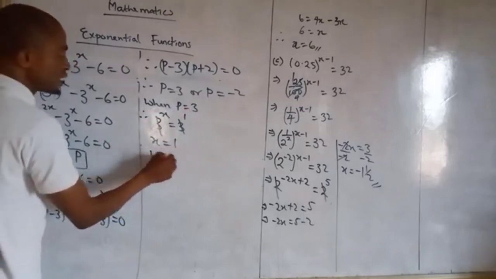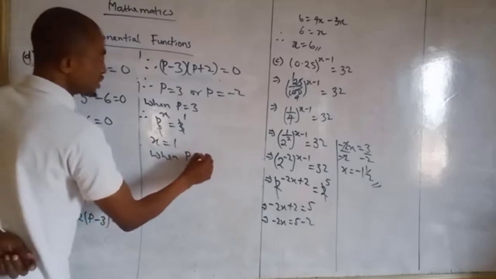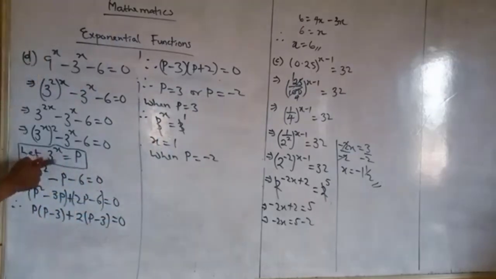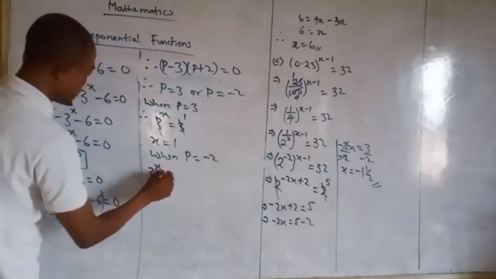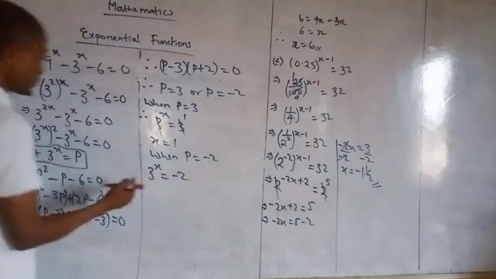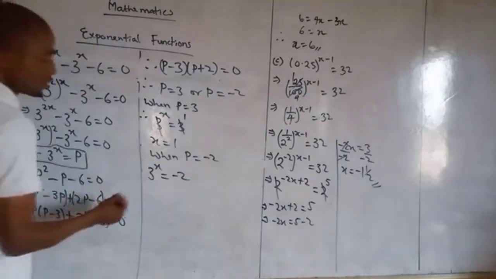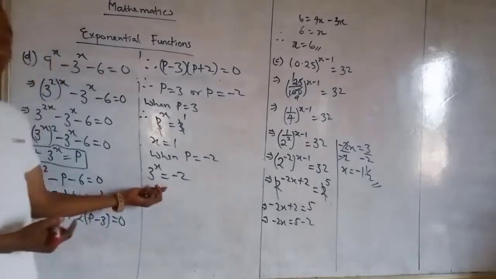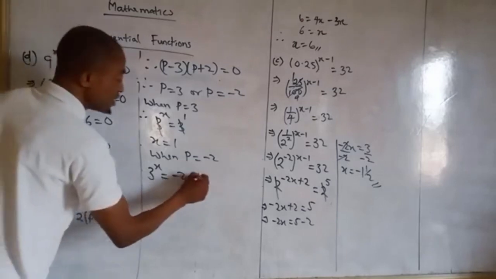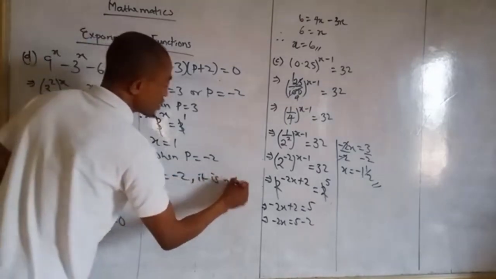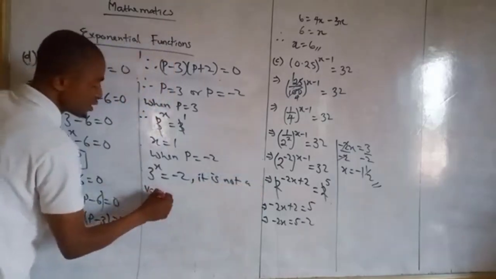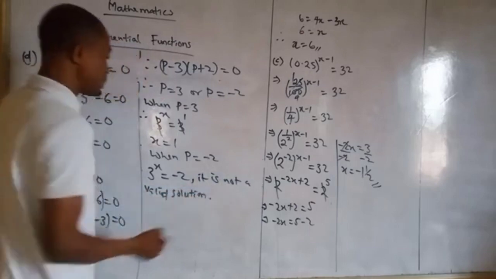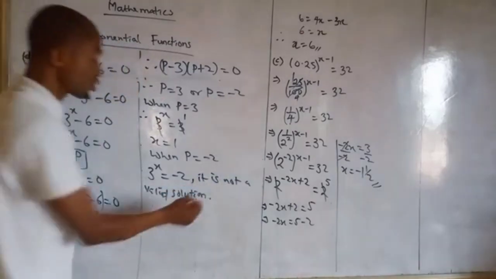Again, we say that when p equals negative 2, because we got 2 answers here, we come back to this again and say that 3 to the power of x equals negative 2, since we said that p equals negative 2. But for this, we see that this solution is not valid. So here we say it is not a valid solution. So we can't proceed from here. It is not valid. So we stop here.